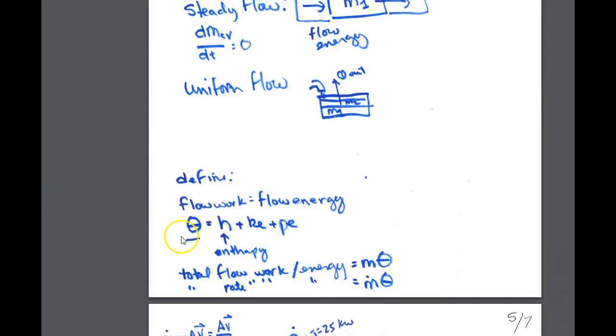So anyway, at that point, we define flow work or flow energy as being the intensive enthalpy plus the intensive kinetic energy plus the intensive potential energy. And so the total, or capital, work or energy would be the mass times that amount. And if we're talking about the total rate of flow work or energy, it would be M dot, or the first derivative of mass with respect to time, times theta, which is flow energy.